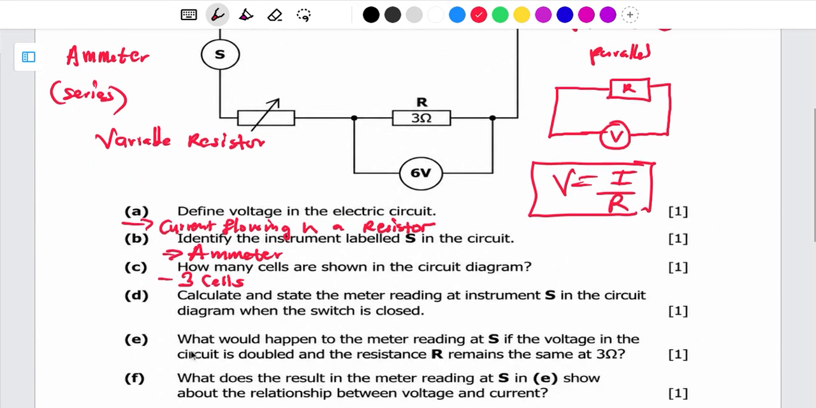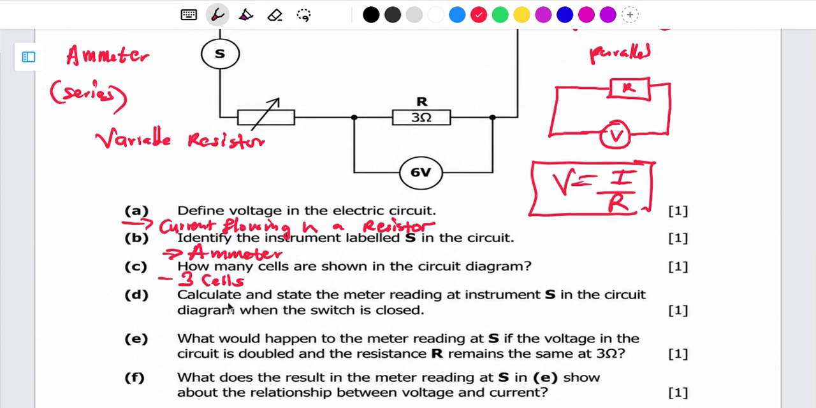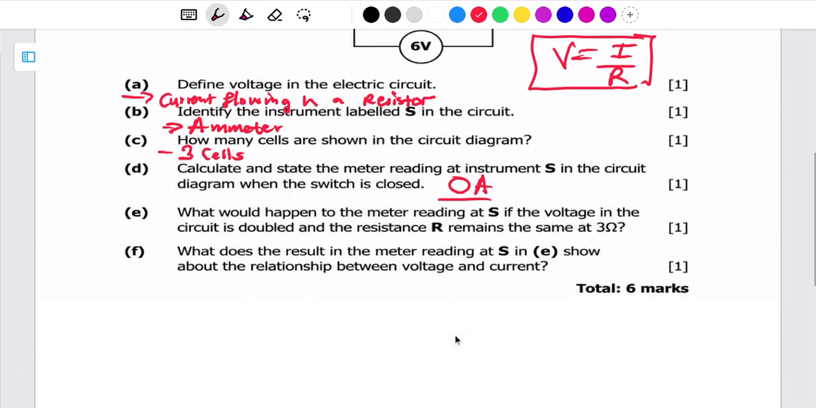Then for question D, it is asking us to calculate and state the ammeter reading at instrument S in the circuit diagram when the switch is closed. So when the switch is open, the answer is going to be 0. That is one thing that you have to know here. The answer is going to be 0 amps when it is open, but when it is closed, meaning the current is flowing. So let me just answer it here.